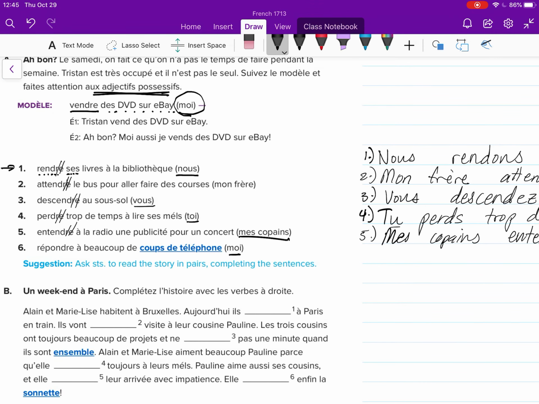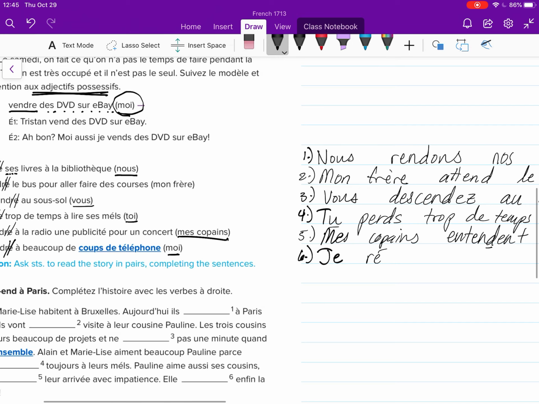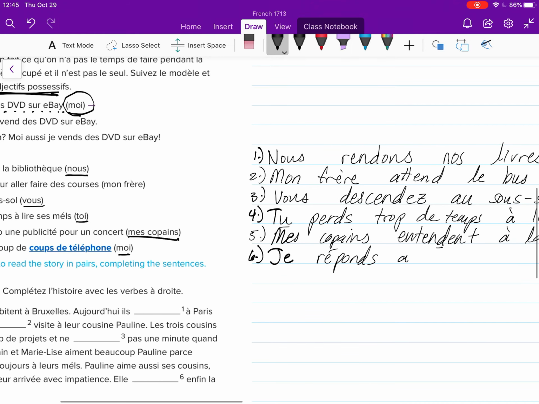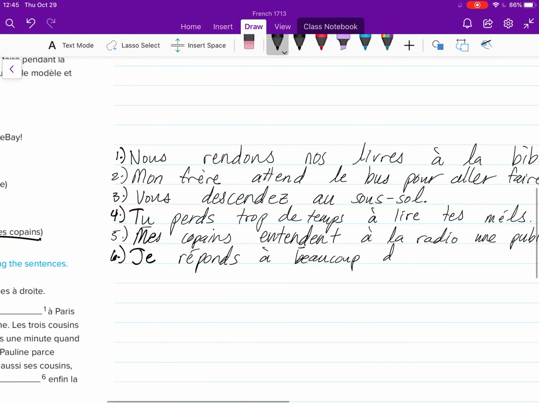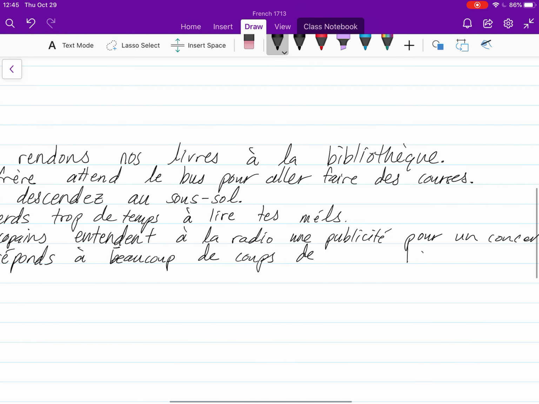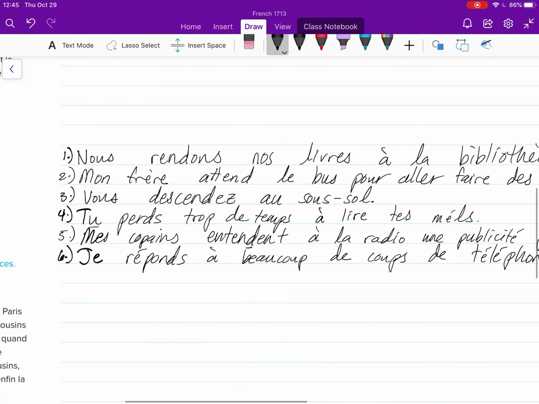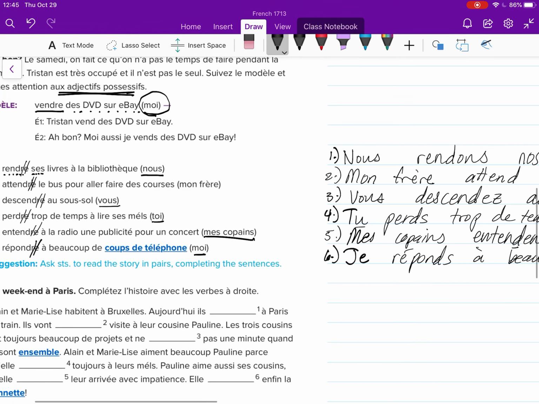Finalement, we have the idea of moi and répondre. Numéro 6. Moi is like je. Répondre, I'll take off the R-E and add my ending. Réponds with an S. À beaucoup de coups de téléphone. I respond to a lot of telephone calls. Des coups de téléphone, telephone calls.